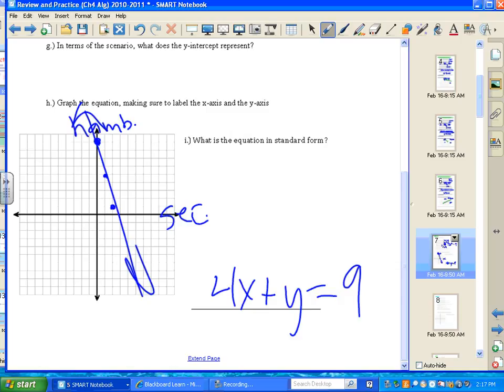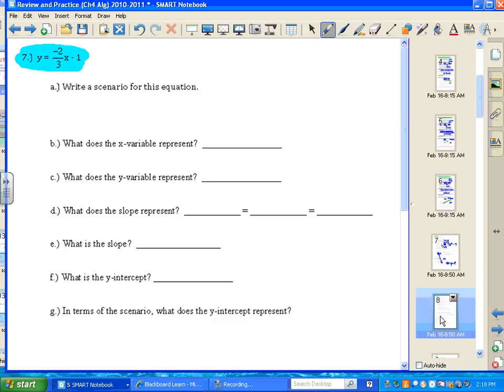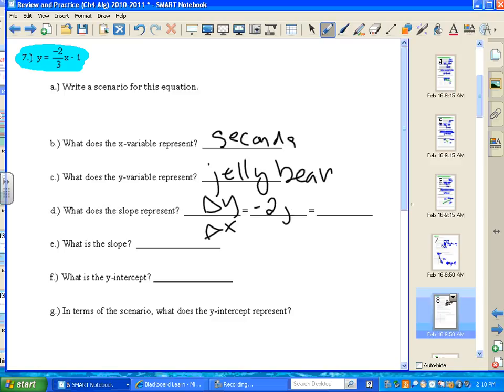Maybe you should have started like that he lost a jelly bean. Based on your scenario, what is X? What's Y? What is your slope? I'm just going to abbreviate JB as jelly bean. And then -2 over 3 for your slope, right? Y-intercept is 0, -1. It would be 0 seconds, comma, -1 jelly bean. So the bird initially lost a jelly bean.